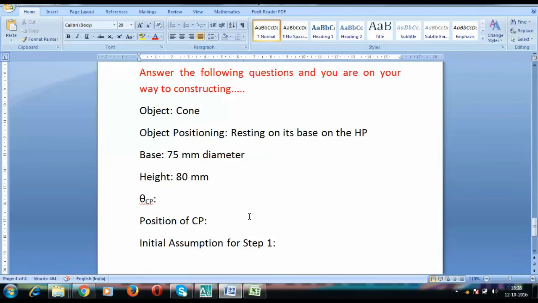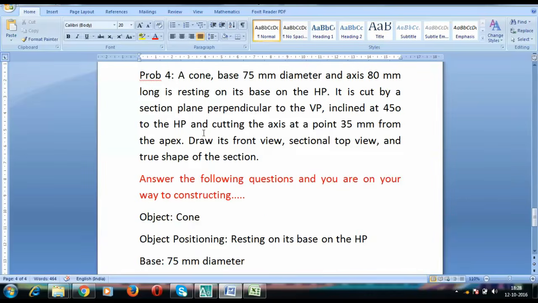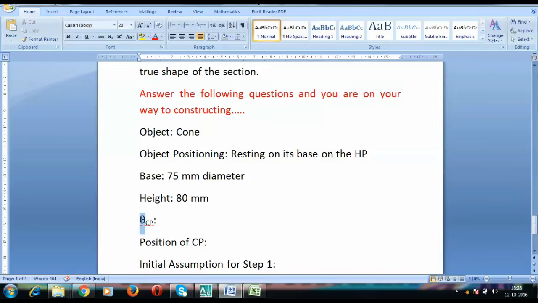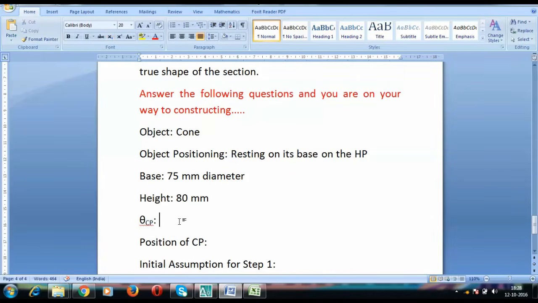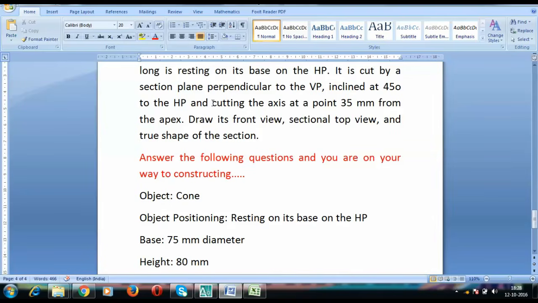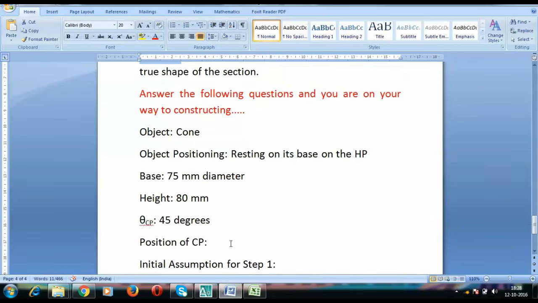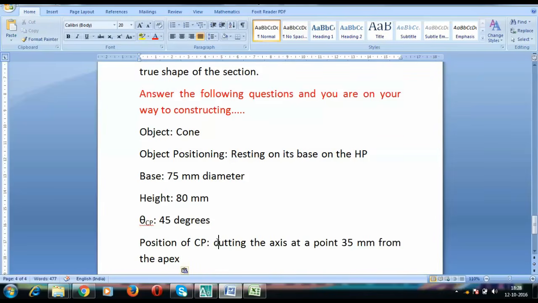The next thing to do is to collect data regarding the cutting plane. The cutting plane is inclined at an angle of 45 degrees to the HP. Since it is inclined to the HP, we're going to use theta. CP means cutting plane, and the angle is 45 degrees, so I'm going to write 45 degrees. Then the position of the cutting plane: it cuts the axis at a point 35 mm from the apex. So I'm going to write here, cuts the axis at a point 35 mm from the apex. The apex is actually the topmost point, the pinnacle of the cone.